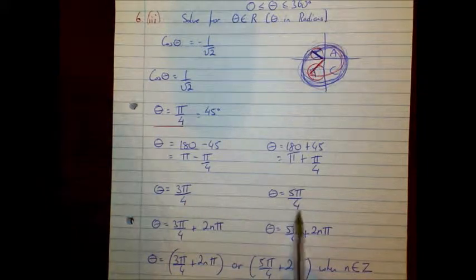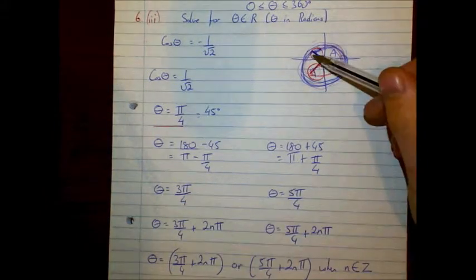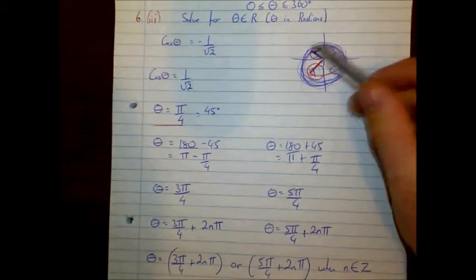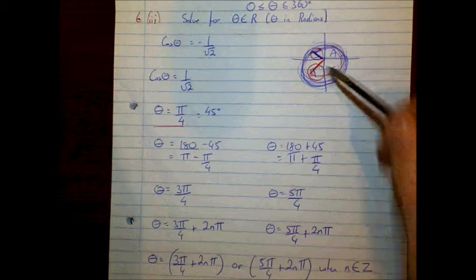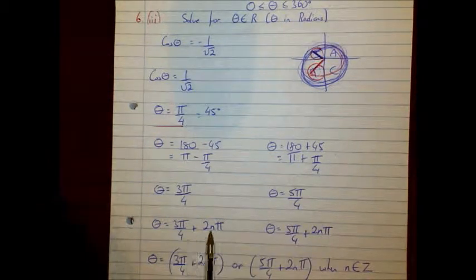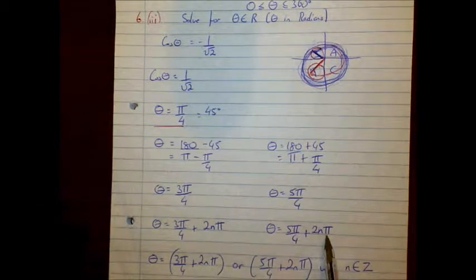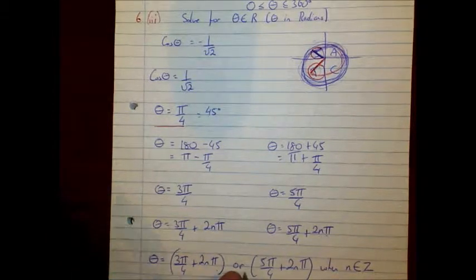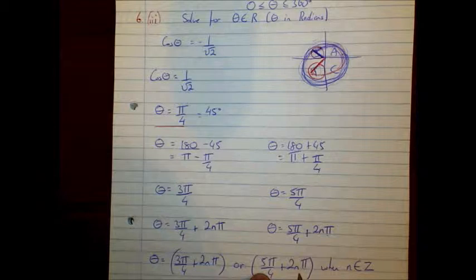That only covers this angle and this angle. What happens if I go the full way around again, and again, and again? I could do that for either of them. So just to cover all the possibilities, I put in 2n pi. So it's either this angle, which is 3 pi over 4 plus 2n pi, or 5 pi over 4 plus 2n pi, where n is an element of Z, which means it can only be a full revolution, because Z has to be a whole number, positive or negative, so it can't be a half revolution. So that's how you do it with radians.